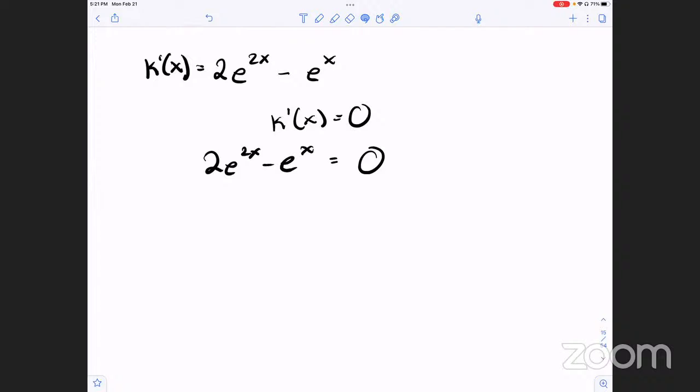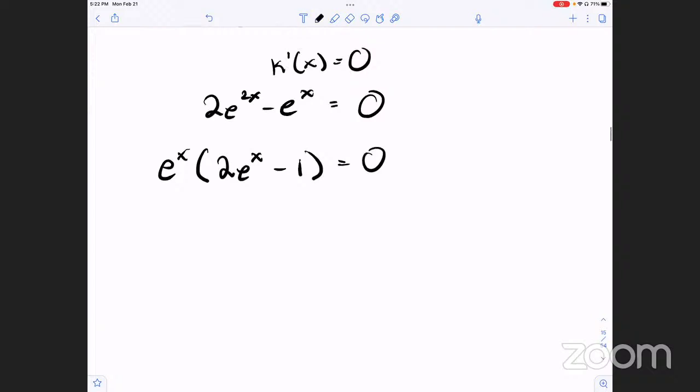It looks like we can factor out an e to the x, right? Let me think about this. So e to the 2x, because if we had e to the x squared, a power to another power, we multiply, so we can work in reverse. If we're multiplying the powers, that's the same as e to the x squared. So that's e to the x times e to the x. So we should be able to factor out one of the e to the x's like this. E to the x, and we're going to be left with 2 e to the x minus 1.